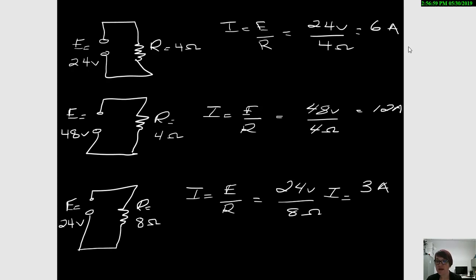So using Ohm's law, we can solve for any unknown variable in an electrical circuit.